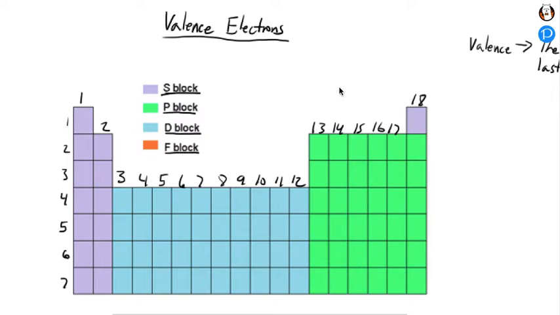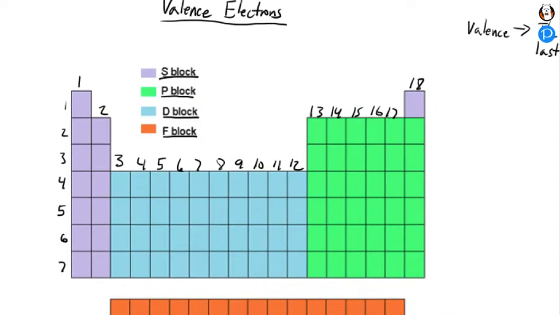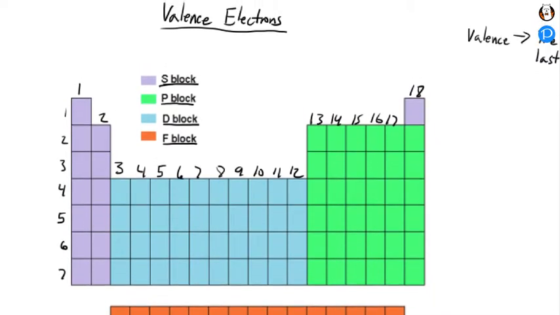In today's video we're going to talk about valence electrons, and how we group things in the periodic table based on valence electrons. We're going to use this blank periodic table today because this is hopefully going to help us understand this idea of valence electrons.